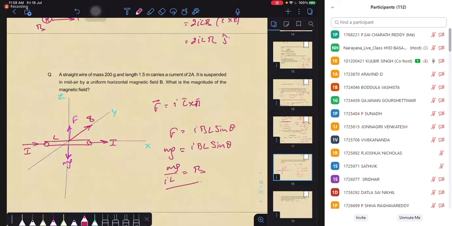If I take theta to be 90 degrees, this will give me the minimum possible value of the field. So in the question, he should ask about the minimum. There is a little correction in the question: it should be about the minimum. So for the minimum, theta should be 90 degrees, because when sine theta is maximum, then B is minimum. So B minimum is mg by IL.